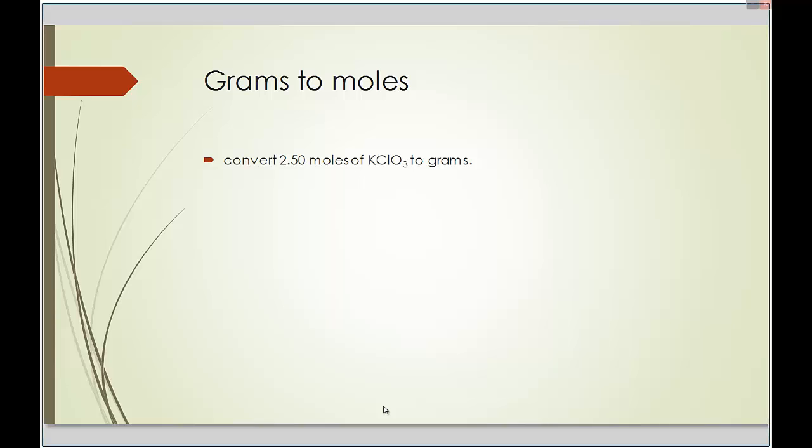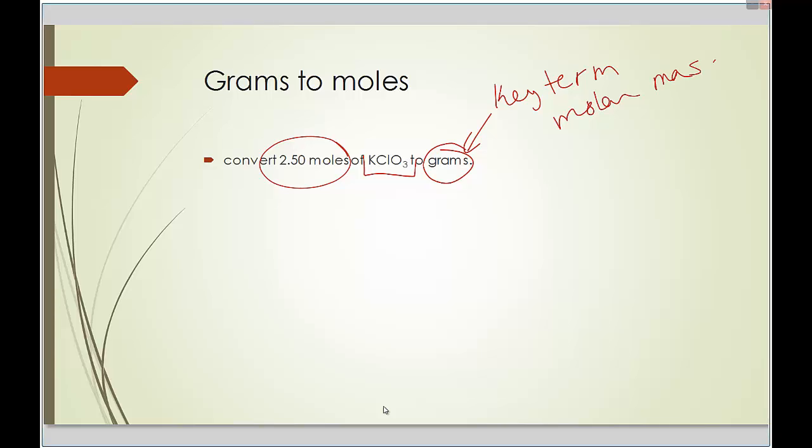Alright, so let's use these numbers, these molar masses, as conversion factors, as I mentioned earlier. So convert 2.50 moles of KClO3, potassium chlorate, to grams. Grams is your dead giveaway. That's your key term for looking for the molar mass. So as soon as you see G for grams or the word mass, you automatically know that you're going to have to figure out the molar mass of that compound. So let's do that first.